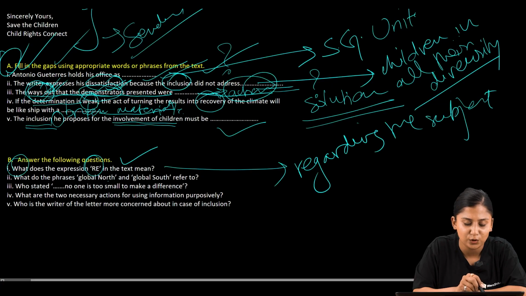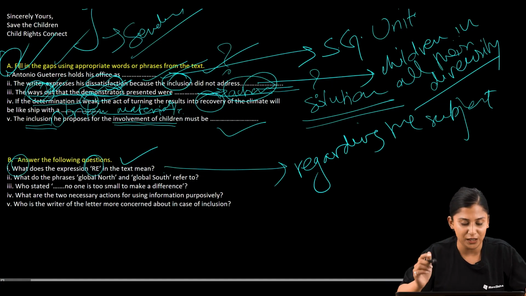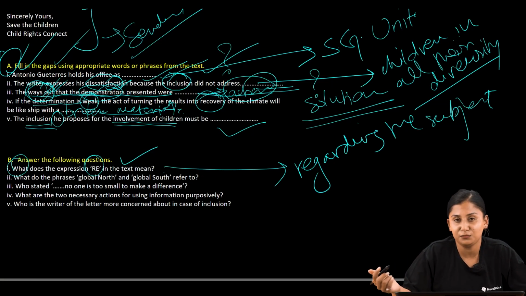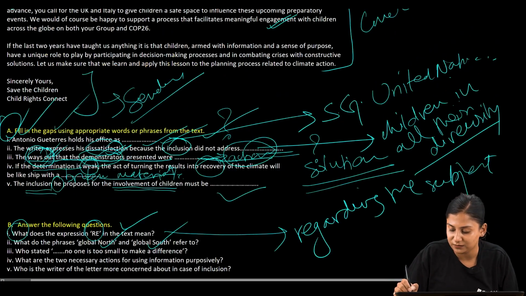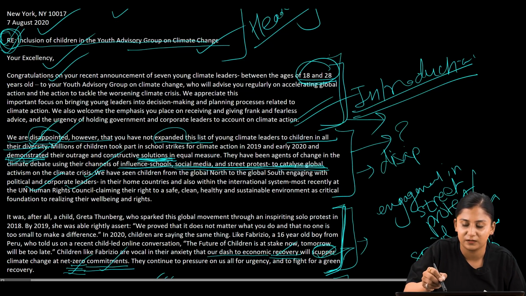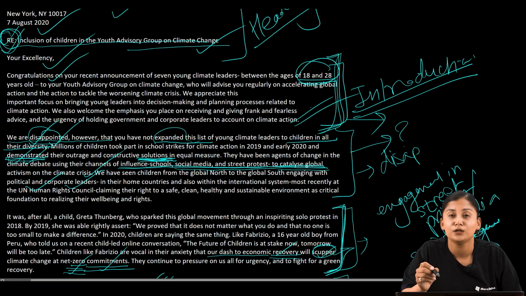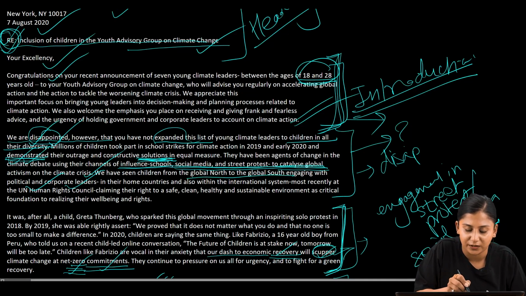So what do the phrases global north and global south refer to? Now here as well we are asked to provide the meaning of the phrases global north and global south. Let us find these two phrases up over here in the passage. So did you find them? Now let us search for a while. Did you find here in the first paragraph the words global north and global south? Okay, I found it here in the second paragraph, global north and the global south.